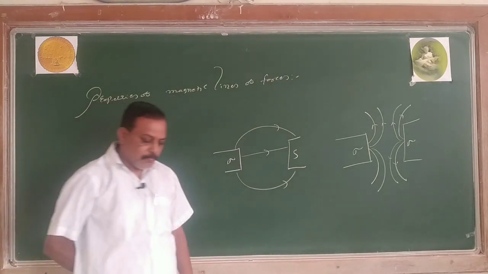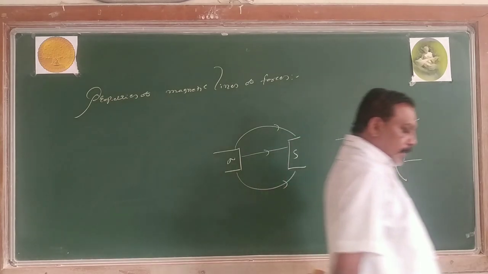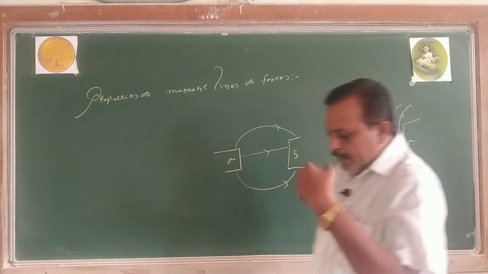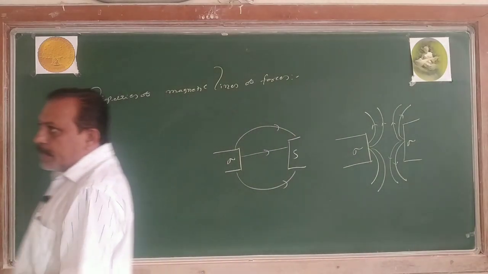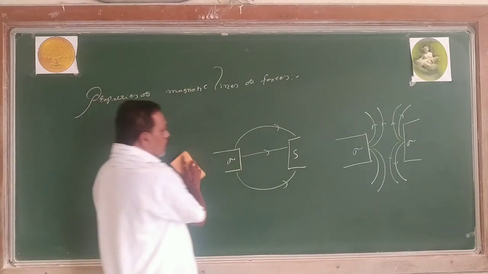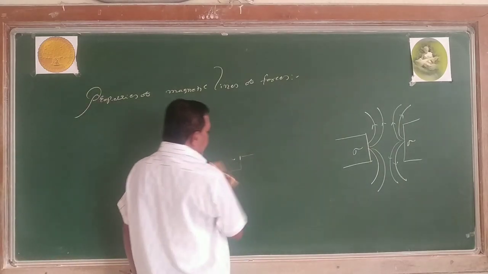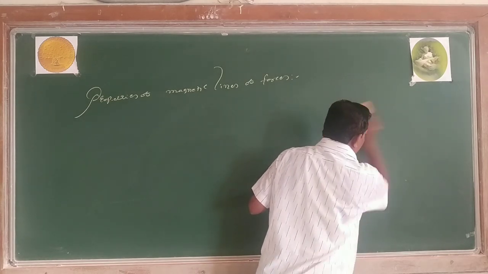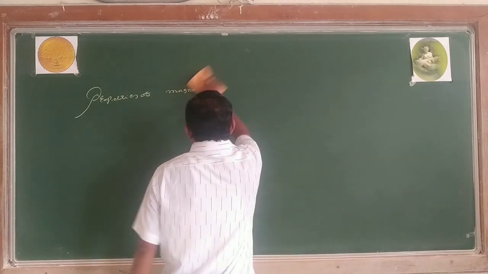Now, these are the simple properties of magnetic lines of forces. Magnetic lines of forces form a closed loop, and their direction outside the magnet is from north to south, but inside the magnet it is from south to north. Magnetic lines of forces always form a closed loop. You remember this.